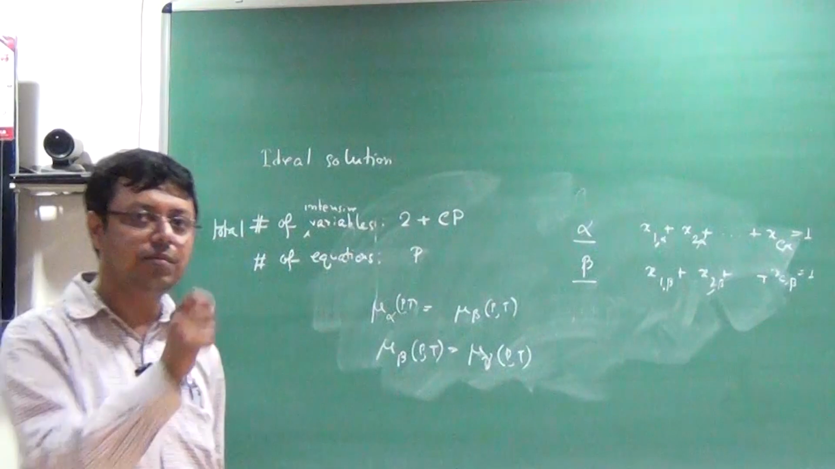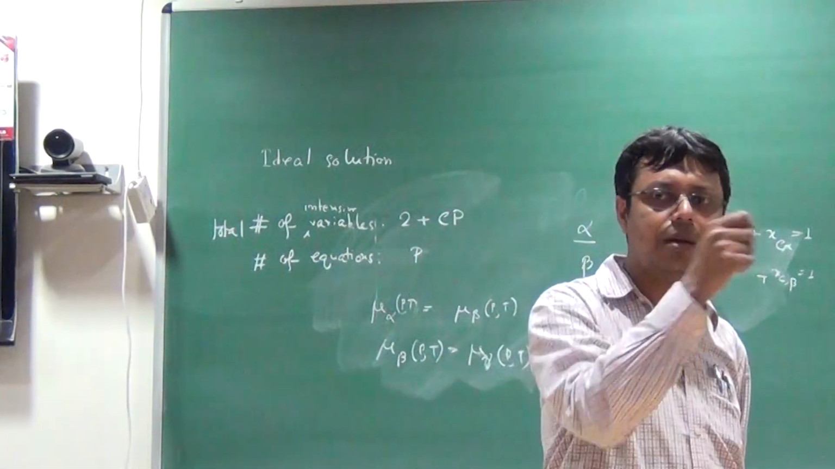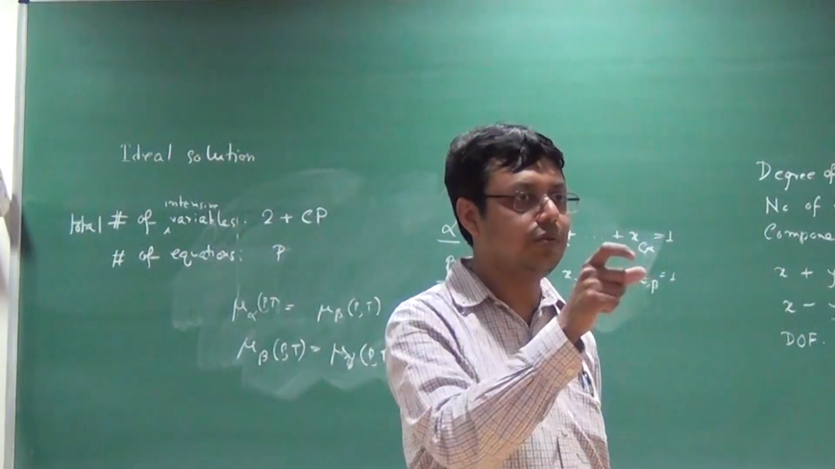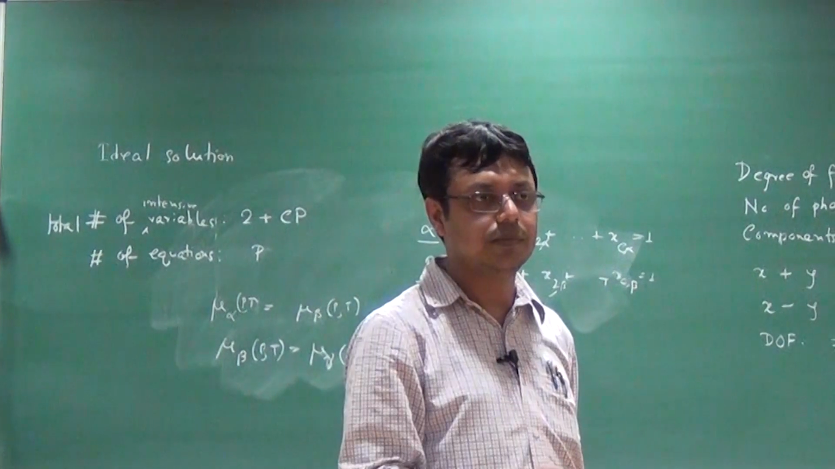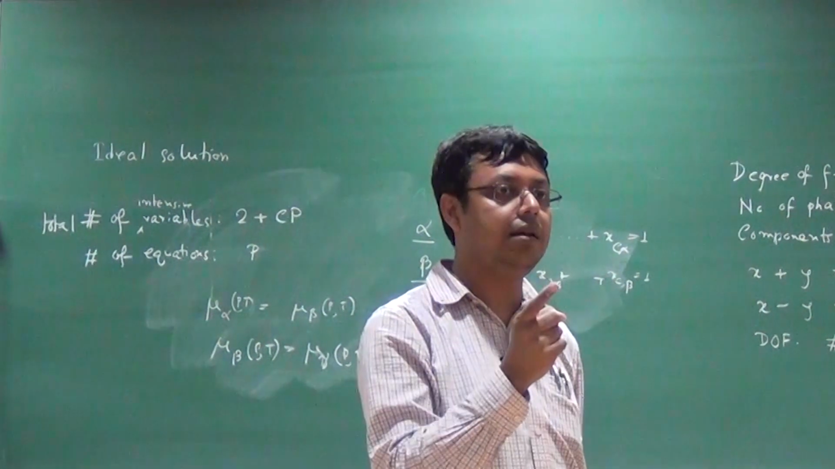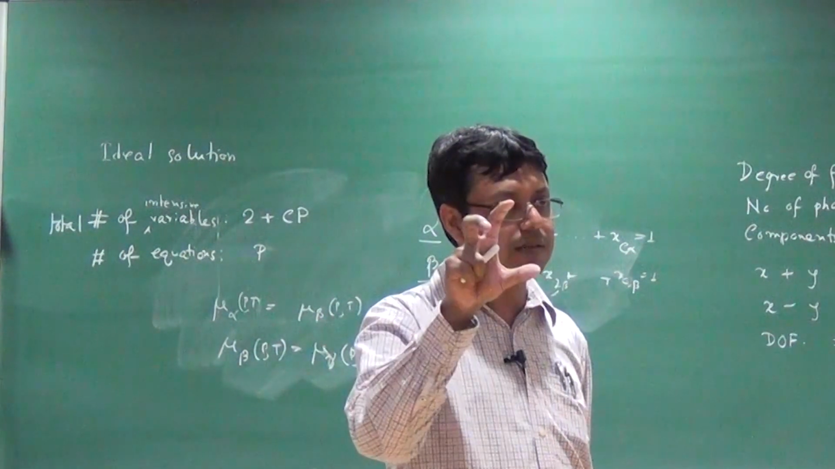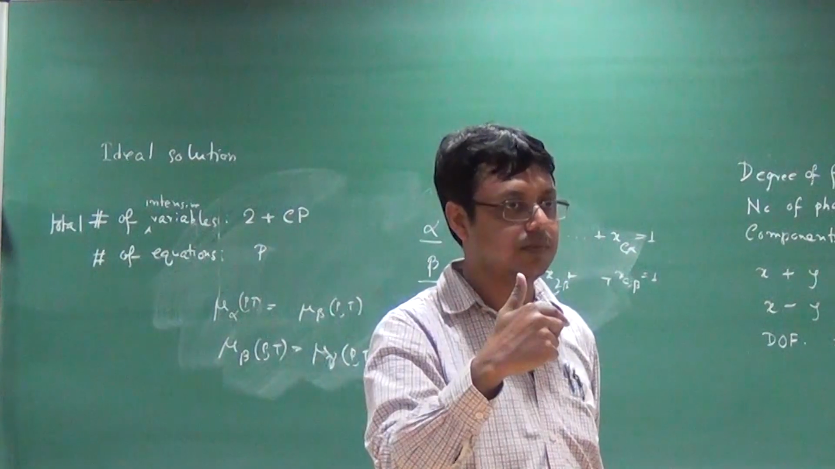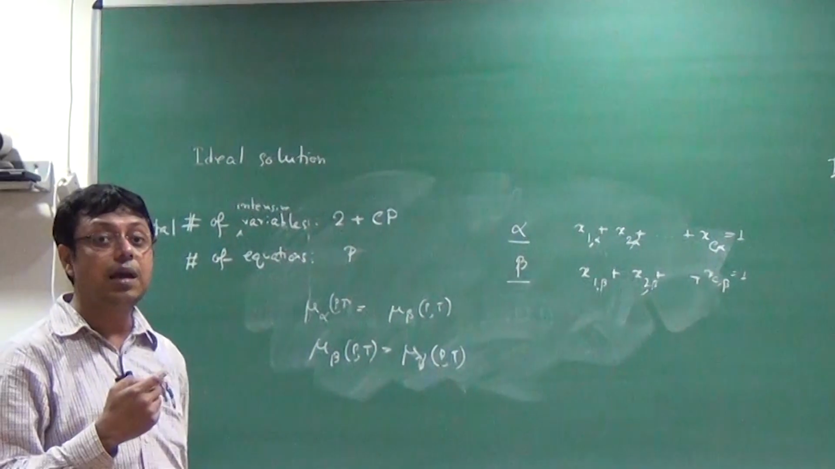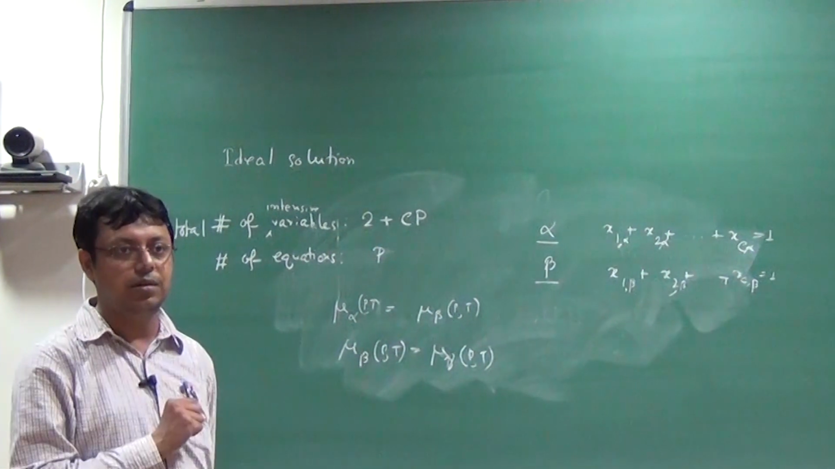I also get an equilibrium condition. Equilibrium condition means the chemical potentials in the 3 phases are equal: mu alpha is equal to mu beta is equal to mu gamma, for each component, by the way. So for one component I am getting 2 equations; something equal to something equal to something means you have 2 equations. So I basically have p minus 1 equations for each component.